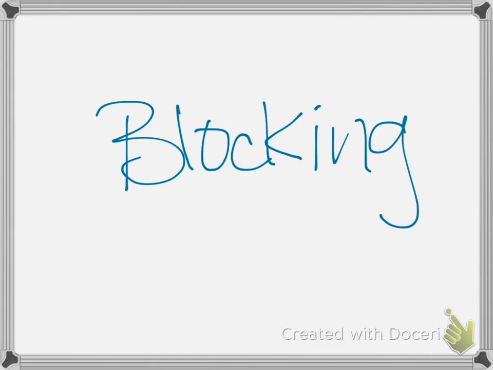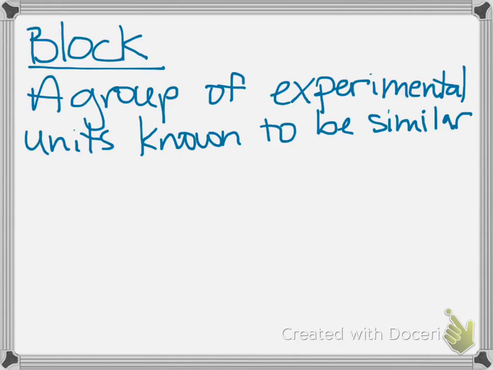So one of the methods that you can use to reduce the variability in your data is by using a technique called blocking. So that's what we're going to talk about a little bit in this video. When you use blocking, what you do is you split all of your experimental units up into various blocks. A block is simply a group of experimental units that are known to be similar.